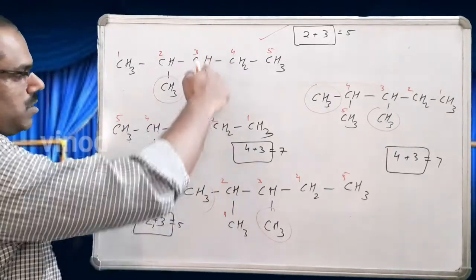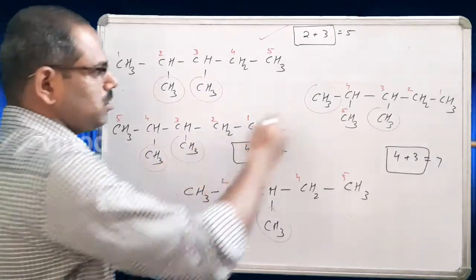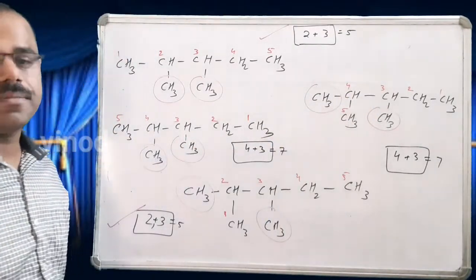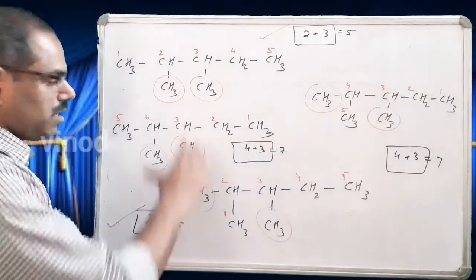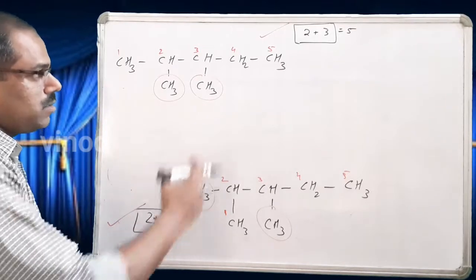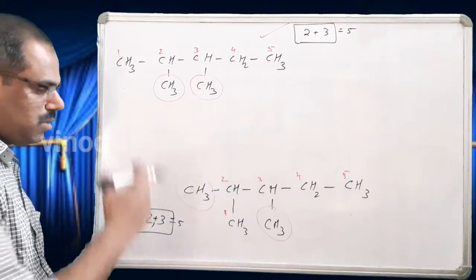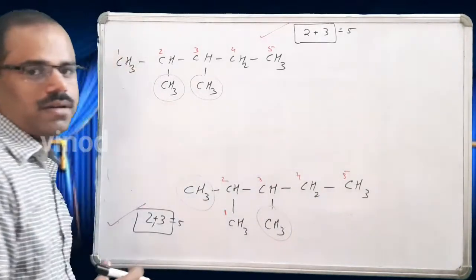These 2 ways of numbering, these 2 are the correct ones. The rest 2 numberings are wrong. So I just remove the wrong numberings and we keep the correct numbering. Now we have 2 compounds numbered with the correct way of numbering.